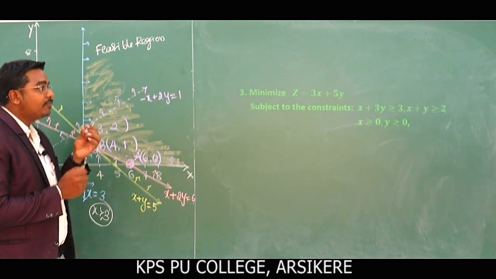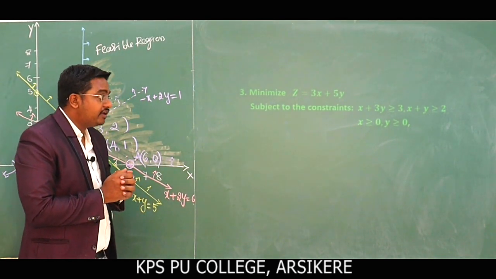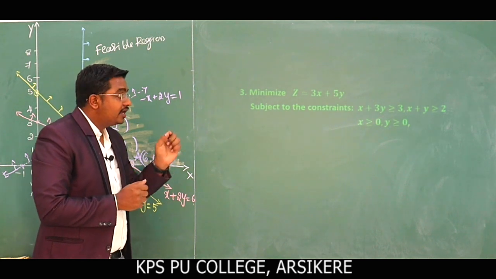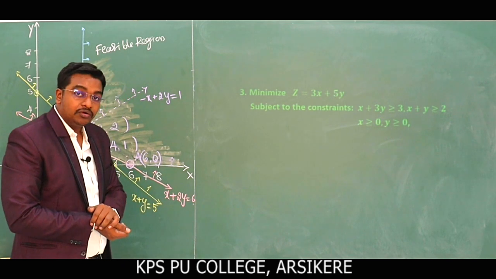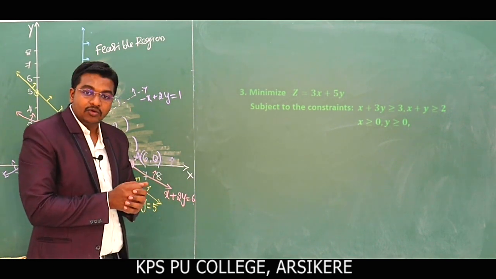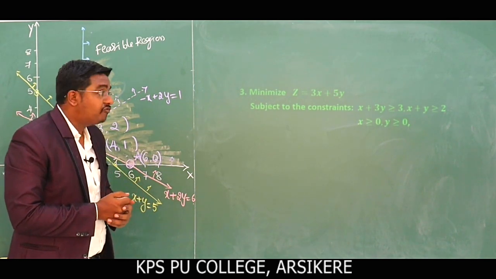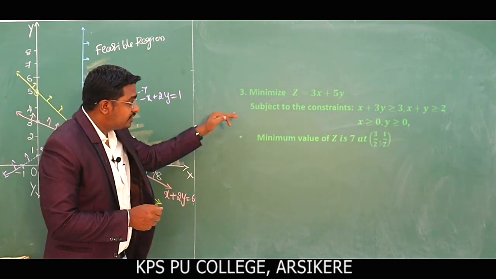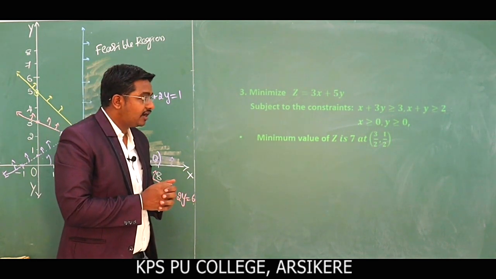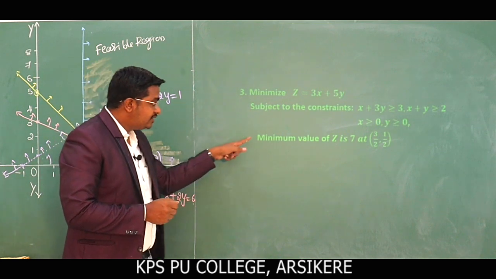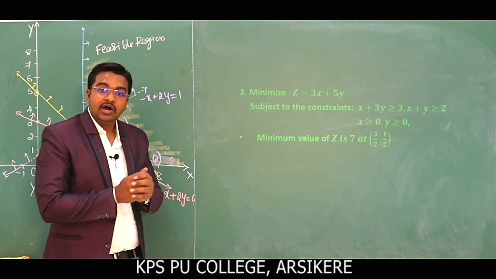Here we need to find the minimum value of the objective function 3x plus 5y subject to the constraints x plus 3y greater than or equal to 3, x plus y greater than or equal to 2, and x greater than or equal to 0 and y greater than or equal to 0. The minimum value is z equal to 7 at (3/2, 1/2) and this region is an unbounded region.